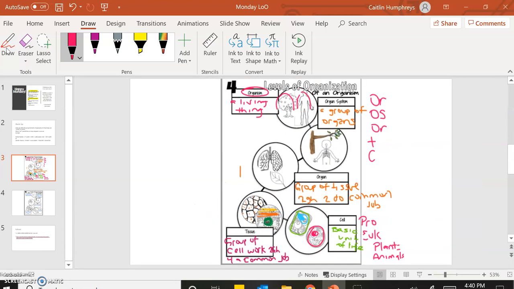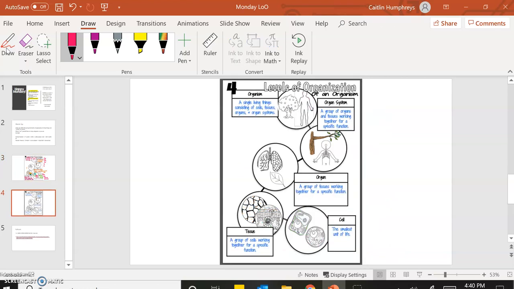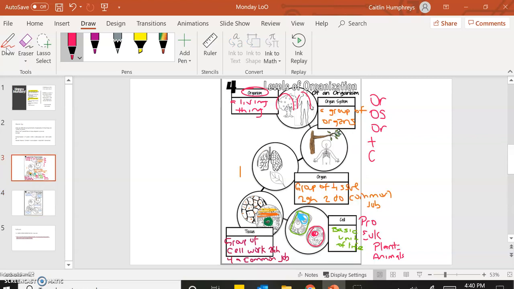A few other things. Cells are called cellular. Remember that from cellular respiration. Cells are referred to as cellular. And organisms are a whole living thing. Your answers are right there. I will save this and post it for you.